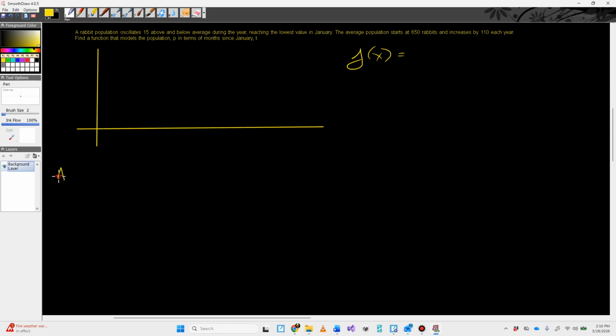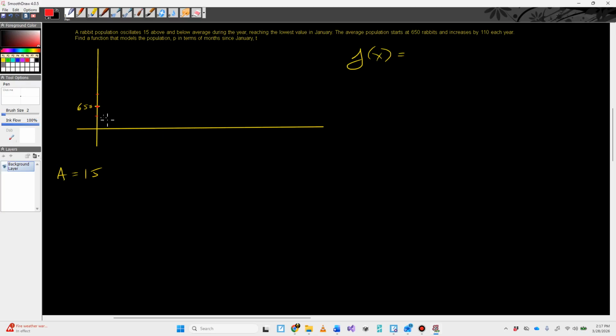First of all, our amplitude's pretty simple. It says that it oscillates between 15 above and 15 below the average. And the average population starts right here at 650. And it also has the lowest value in January. Here's the thing. This is the average. That's not the max. That's not the low. That's the average. What is the max? Well, the max would be up here, which would be 665. And the min would be down here, which is 635.